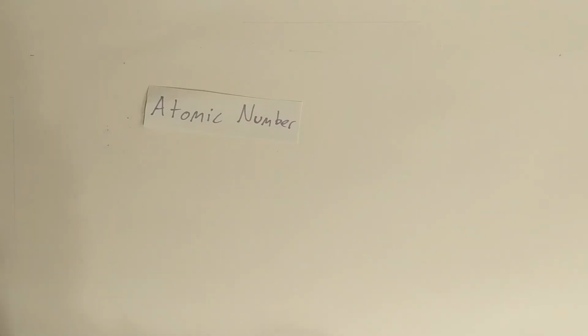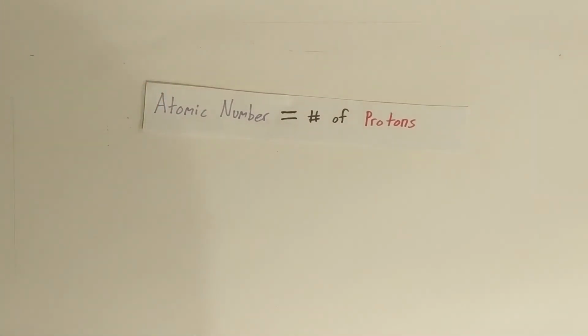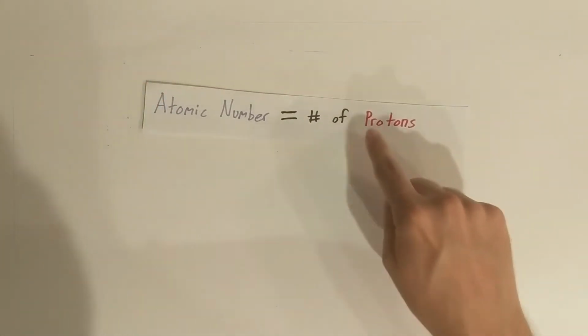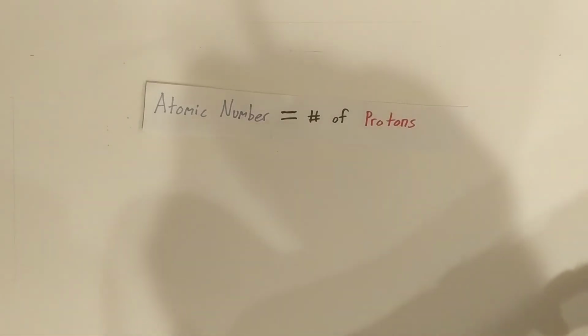The first one we'll talk about is atomic number. This one's the easiest, but also the most important one. So the atomic number is just equal to the number of protons. And the reason the atomic number is so important is because this number determines what element that atom is.